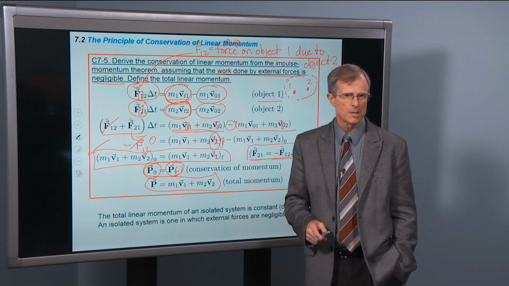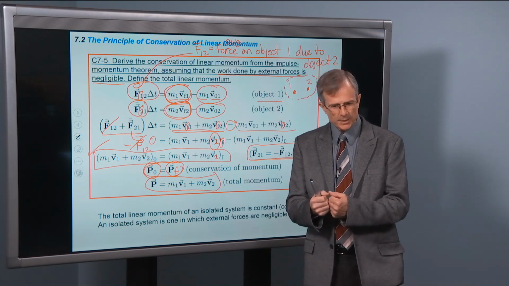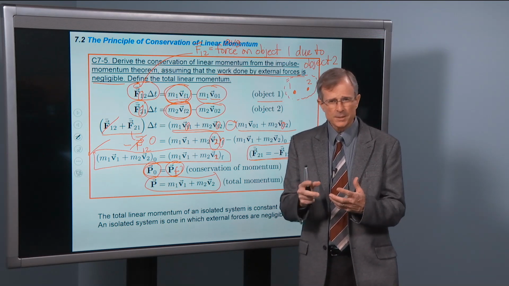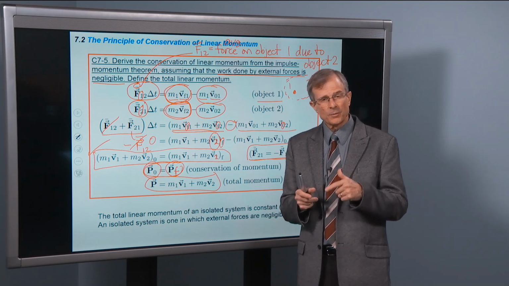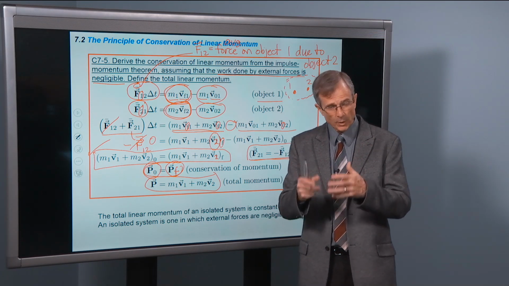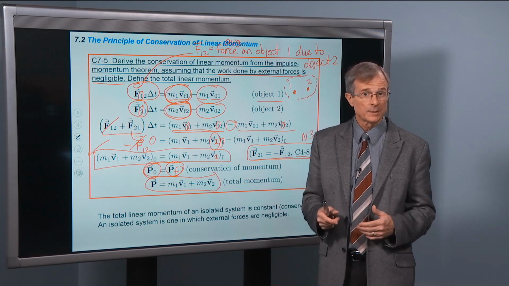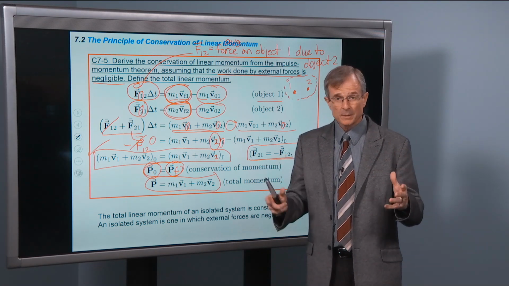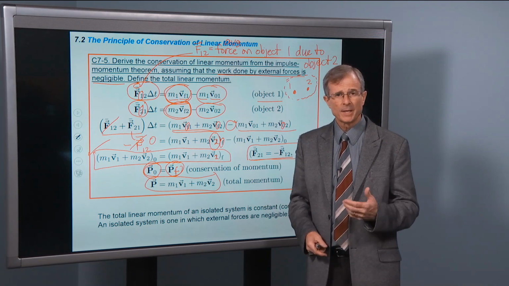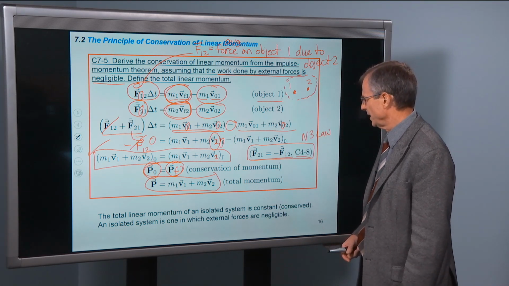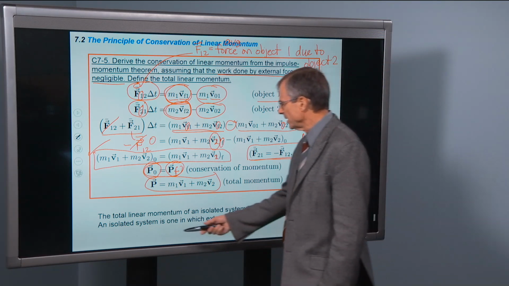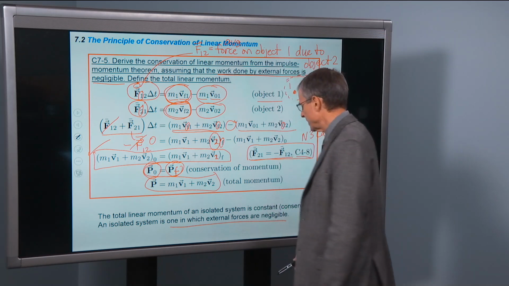It doesn't change. So during a collision, with all the ugly stuff that's going on between the baseball and that bat, if the external forces can be neglected, if the work done by external forces can be neglected, then the momentum is conserved. And we can find out some amazing bits of information from that. And an isolated system is one in which external forces are negligible.